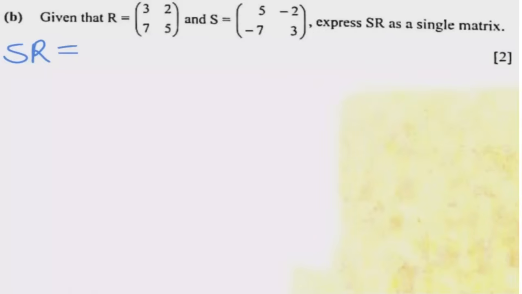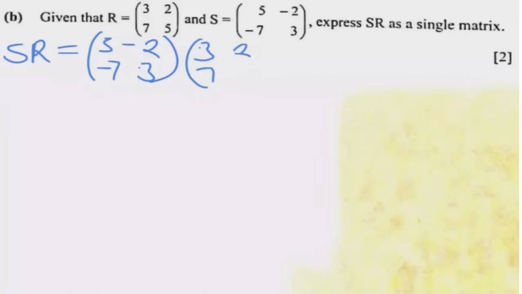So never should you write RS or arrange the matrix RS. No. Make sure you follow the instruction in the question. So what I'm going to do is open bracket, matrix S is 5, negative 2, negative 7, 3, close bracket, then multiplied by 3, 2, 7, 5, then close bracket. Now we can go ahead and multiply.